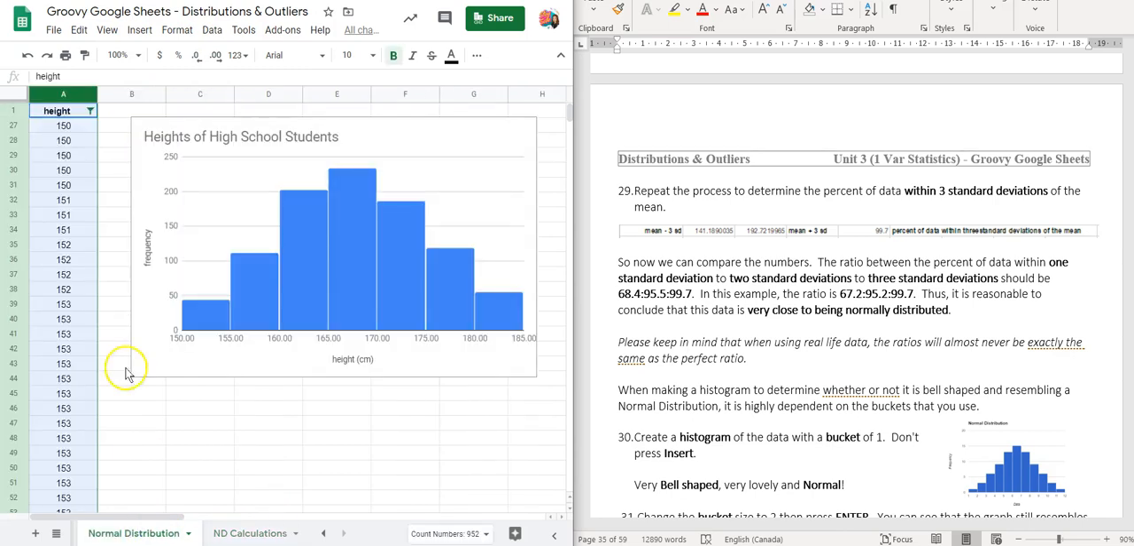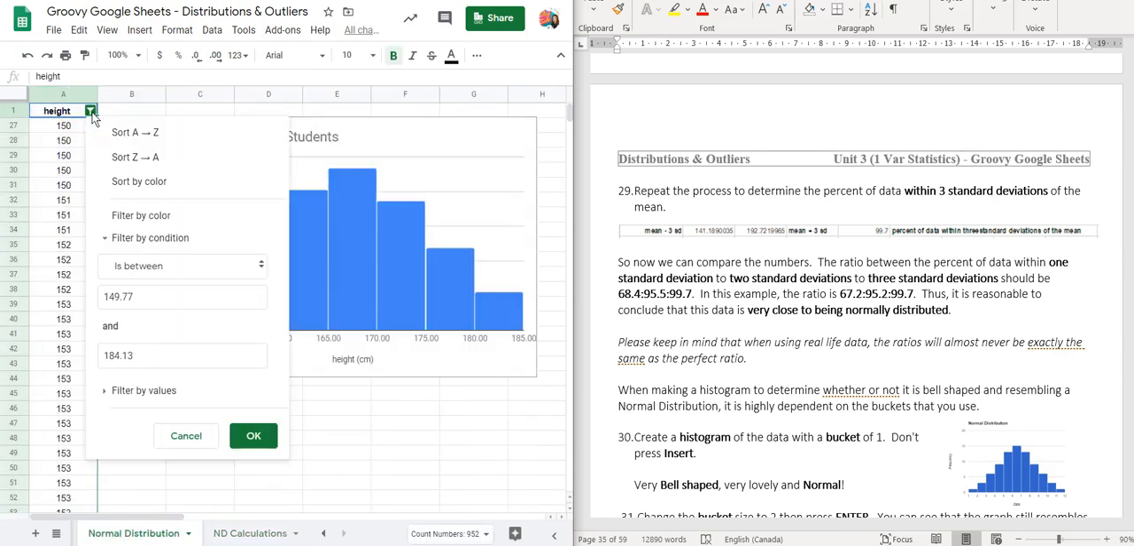So back over here, we're going to change our filter to be approximately 141.19 to 192.72.